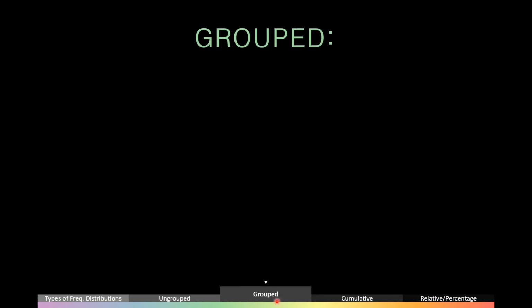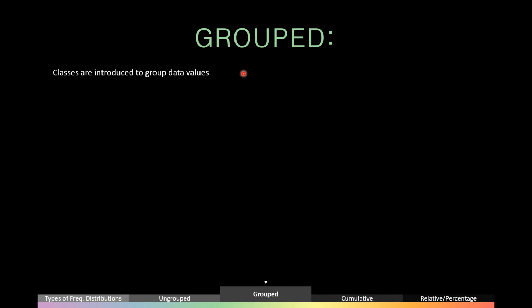Moving on to grouped frequency distribution. Now we no longer have a small set or a small number of unique data values. So what we do is we actually construct something called classes. Now before I explain to you what classes are or how we actually construct them, we first need to identify the type of data that we're working with.